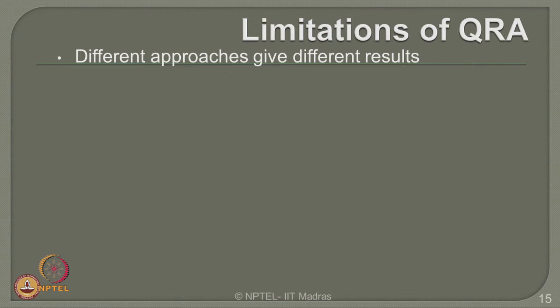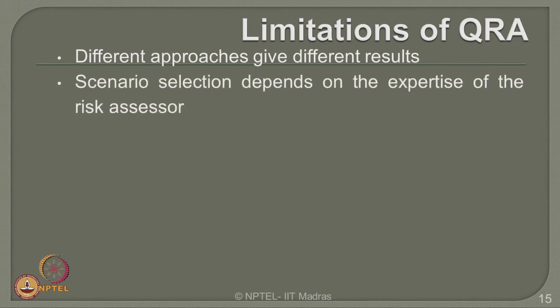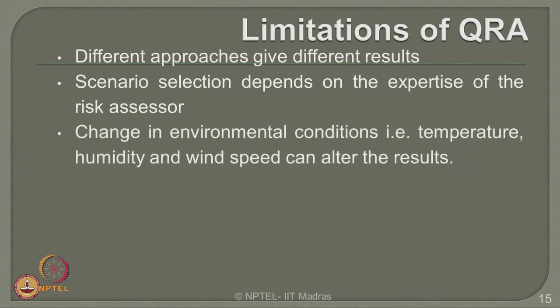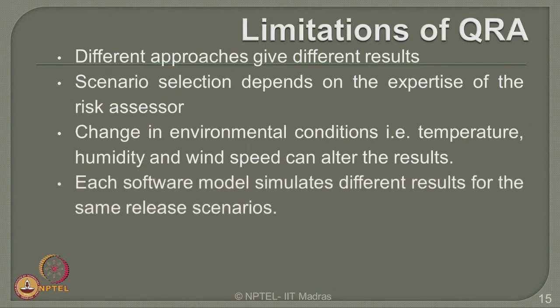Of course, quantitative risk analysis has certain limitations. Let us see what they are very quickly. Different approaches adopted for QRA unfortunately can yield different results. The scenario selection which is used for QRA very strongly depends on the expertise of the risk assessor. Changes in environmental conditions like operational temperature, humidity and wind speed can alter the results significantly. Each software model, if it is not carefully done, simulates different types of results for the same release scenarios.